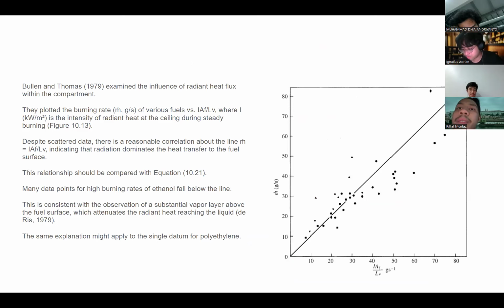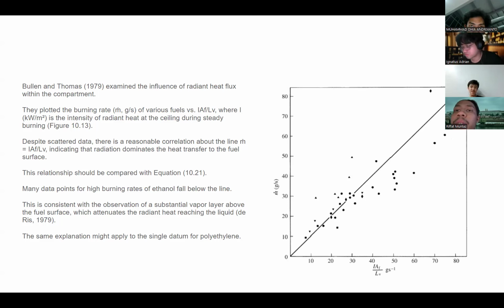In the same year, Bullen and Thomas examined the influence of radiant heat flux within the compartment. They plotted the burning rate of various fuels versus IAF over LV, where I is in kilowatts per meter squared, the intensity of the radiant heat at the ceiling during steady burning, shown in the figure on the right side. Despite the scattered data, there is a reasonable correlation about the line m dot equals AF over LV, which indicates that radiation will dominate the heat transfer to the fuel surface.